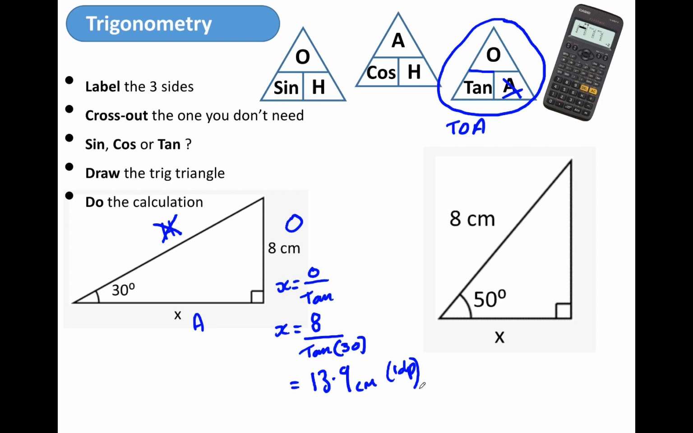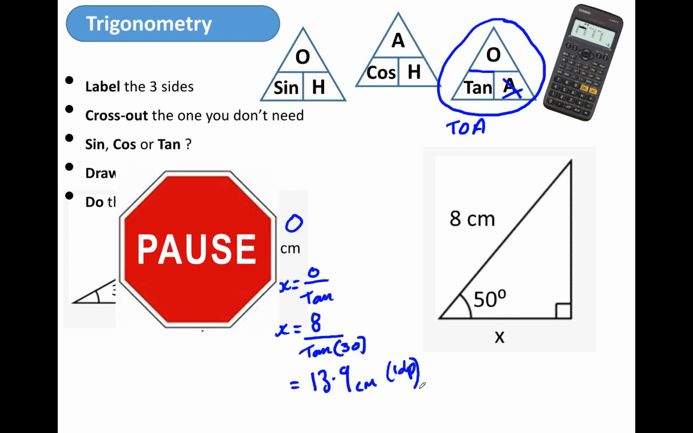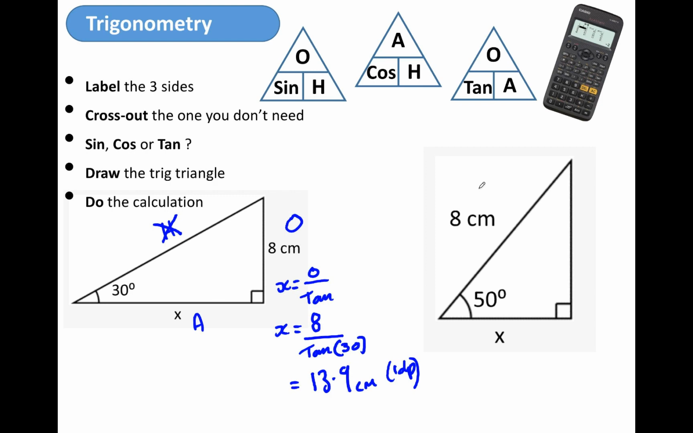Okay, right, if you haven't done the second question, I want you to press pause now, do the second question, and then mark it. So press pause. Okay, right, first things first, label the sides. So this angle is looking at the opposite side. The right angle looks at the hypotenuse. So this one next to the angle must be adjacent.